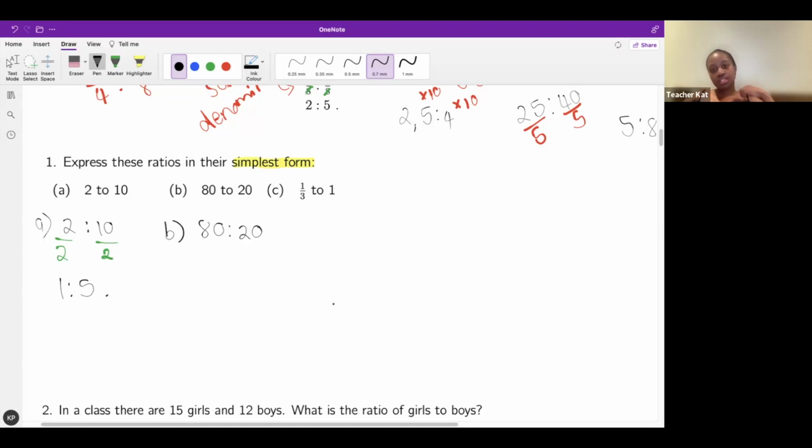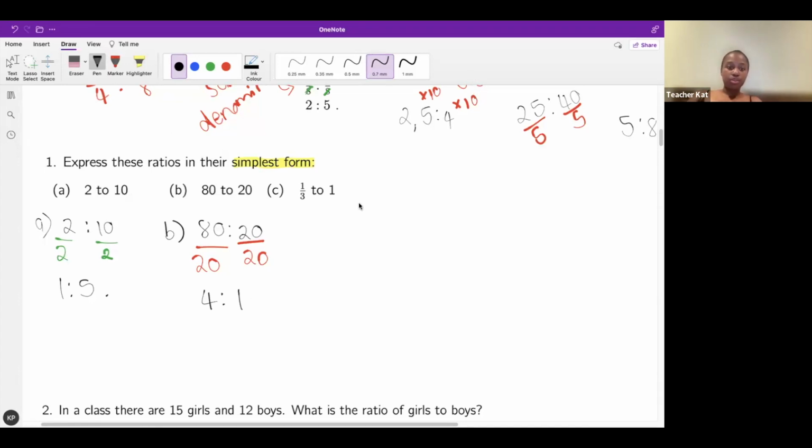Number B says 80 to 20. What's my common factor? My common factor is 20. If I divide both of these by 20, what is my new ratio going to be? 4 to 1.